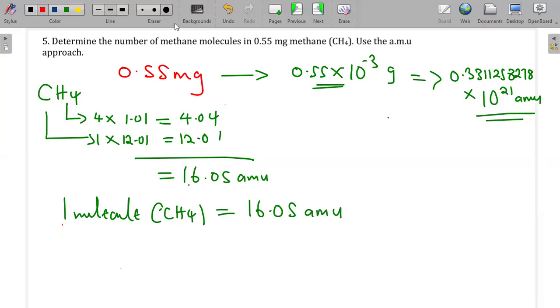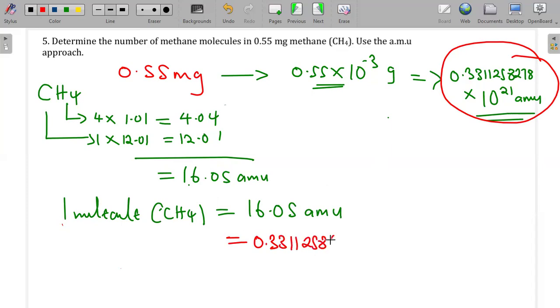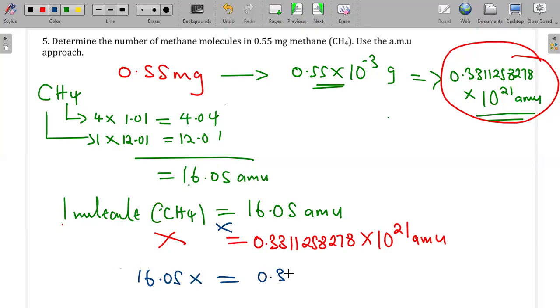So now, how many atomic mass units do I have? I have this, so I'll put the atomic mass units here, multiplied by 10 to the power 21 atomic mass units. Here I'm going to put X. Now I want to find how many molecules are equivalent to this. So we're just going to cross multiply. That would be 16.05x is equal to 1 multiplied by this. I still get the same number, times 10 to the power 21.